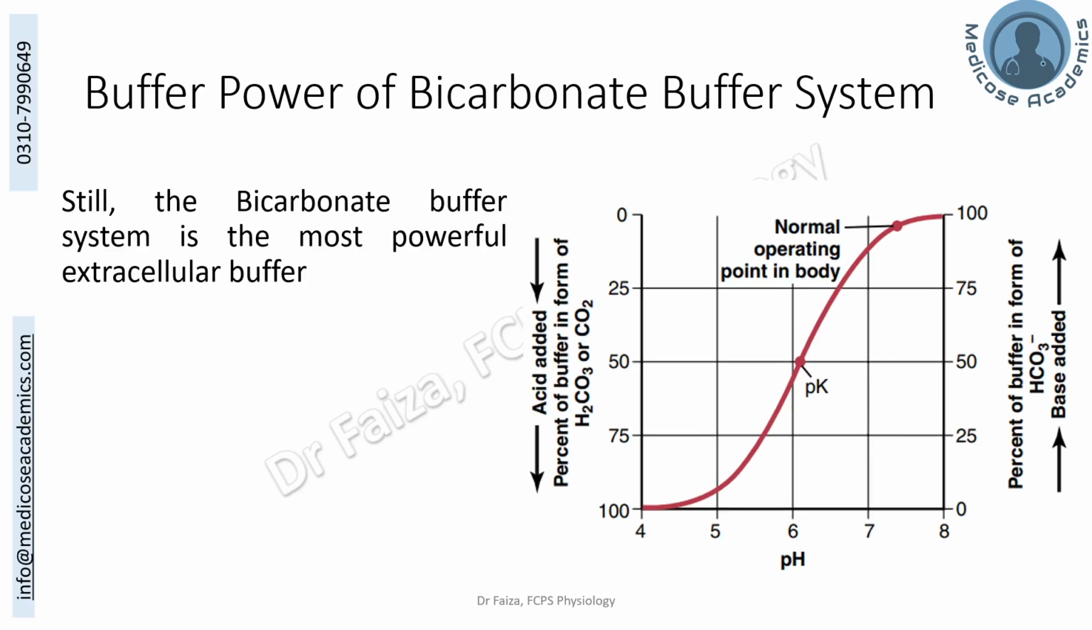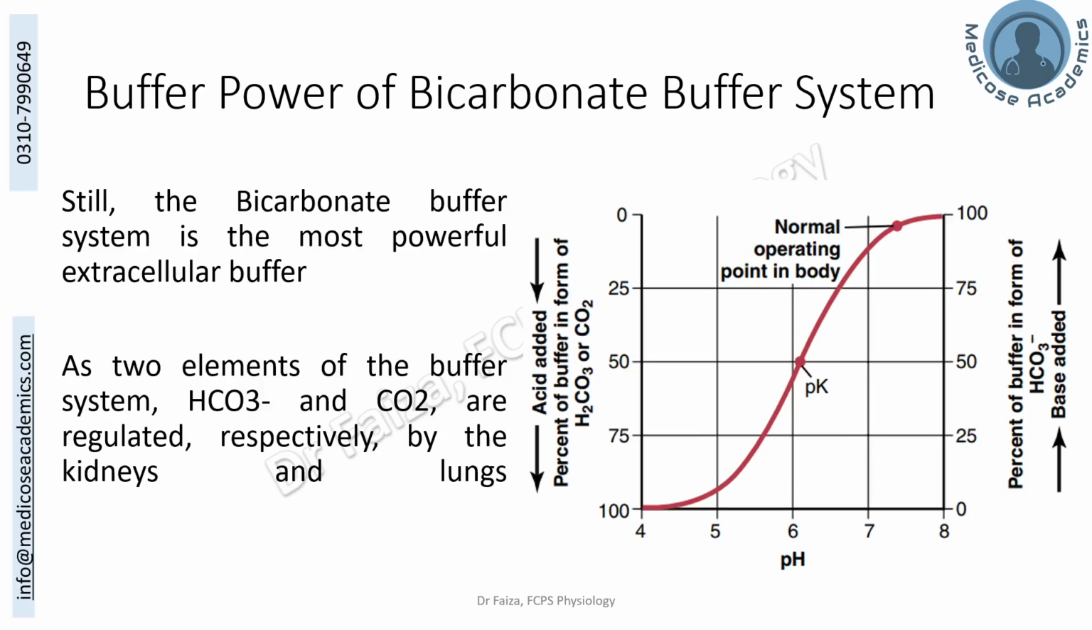The reason behind is that the bicarbonate buffer system has two components, the bicarbonate and carbon dioxide, regulated by the kidneys and by the lungs. So we had three lines of defense: buffers, kidneys and lungs, and the components of the bicarbonate buffer system are directly regulated by the other two defense systems of the acid-base balance, making it still the most important powerful extracellular buffer.